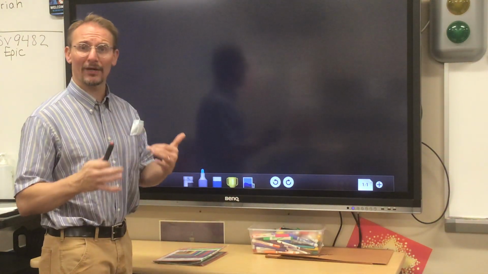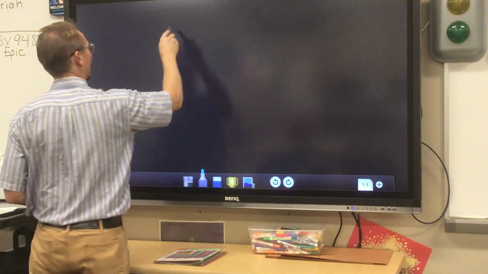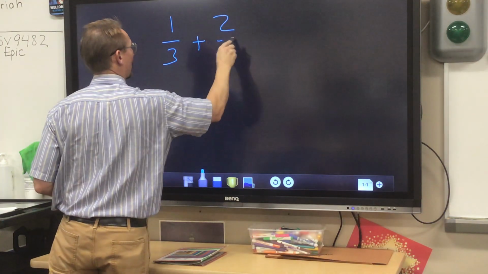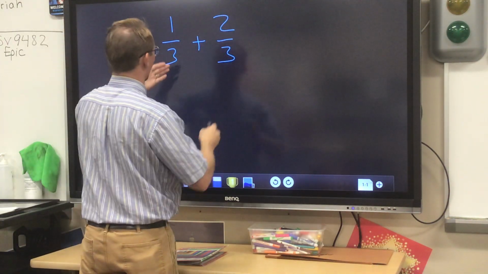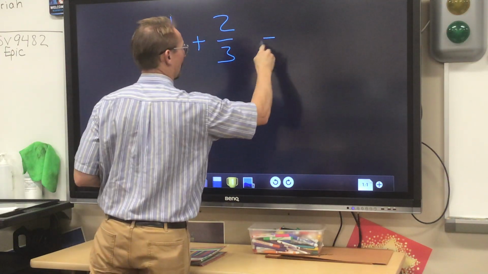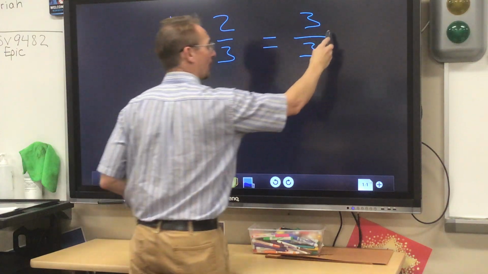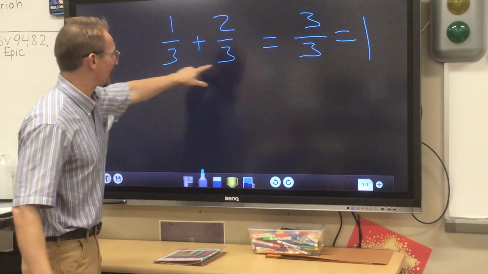We already know how to add fractions if the bottoms are the same, if the denominators are the same. If I've got 1/3 and I want to add 2/3, we know how to do that. The bottoms are the same. You say, okay, I have 1 out of 3 parts plus 2 out of 3 parts. I now have 3 out of 3 parts, which is the whole thing, right? I now have a complete whole one. So we've done that with these common denominators.